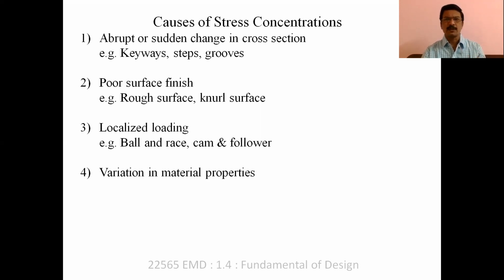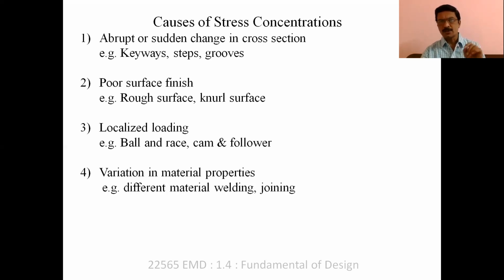Variation in material properties. If you think about a complete machine component made of two different materials, two different metals, meaning two different steels, for example, half the part is made of 60C8 and half the part is made from 40C8. So two different materials are there, having two different ultimate strengths. If there is variation in material properties, that causes stress concentration. Generally, such material properties may change because of welding or joining of two parts.